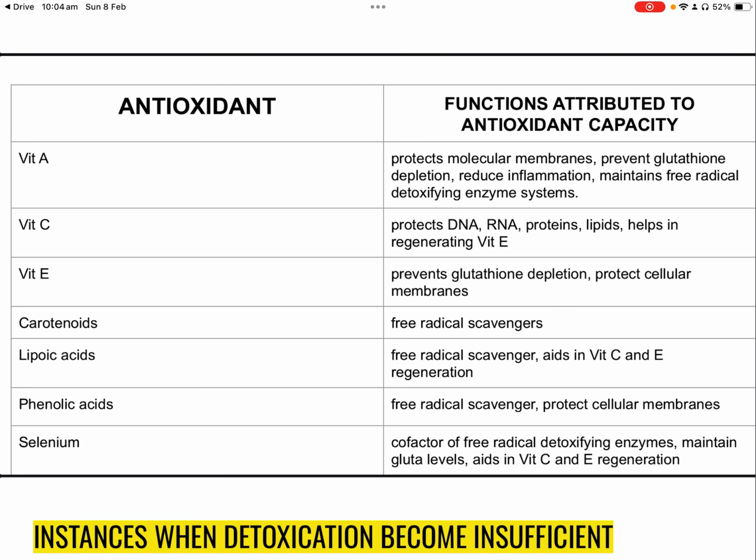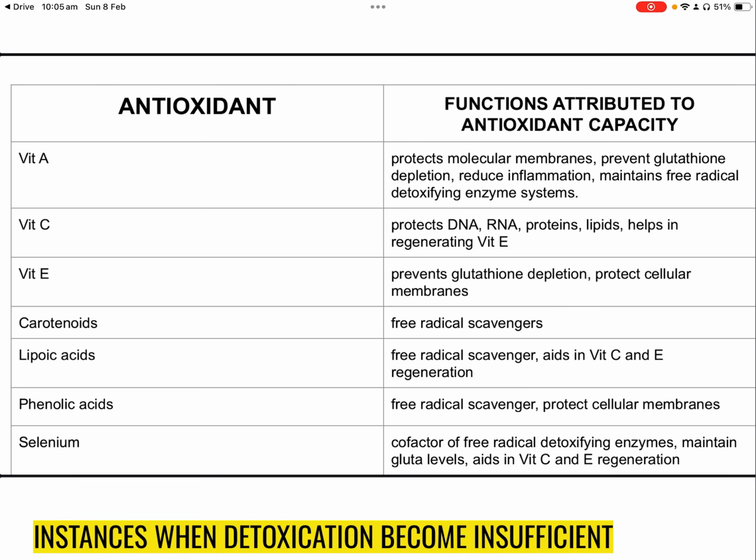Okay, can you remember this one class for vitamin A? These are its functions. Usually for vitamin A, it protects molecular membranes and prevents glutathione depletion. Glutathione is important for your oxidation process. So it helps excrete your free radicals outside your body. So vitamin A helps prevent glutathione depletion.